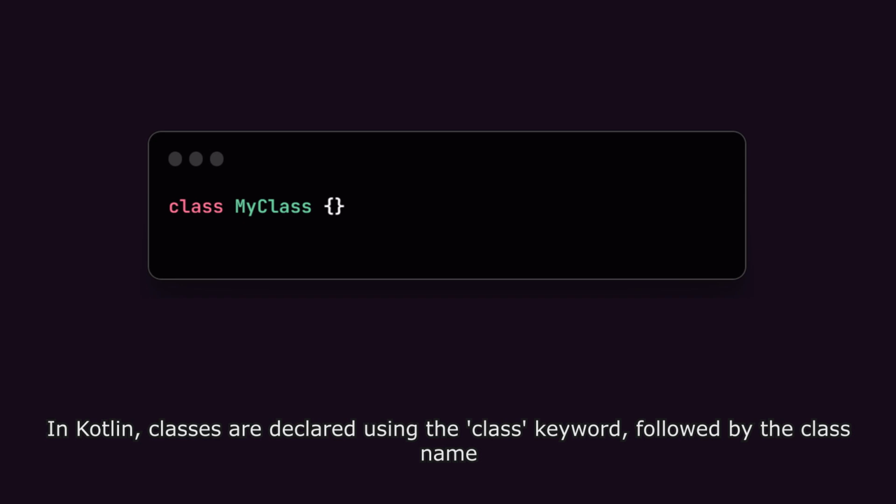In Kotlin, classes are declared using the class keyword, followed by the class name. Notice that there are no semicolons in Kotlin, and the class definition is delimited by curly braces.